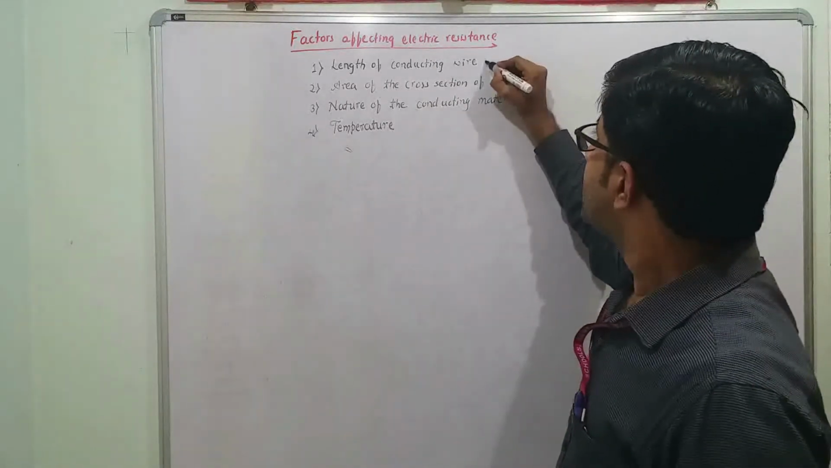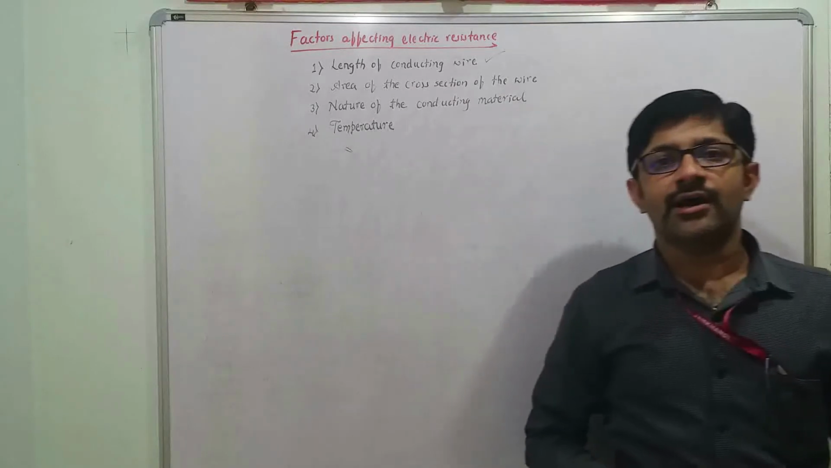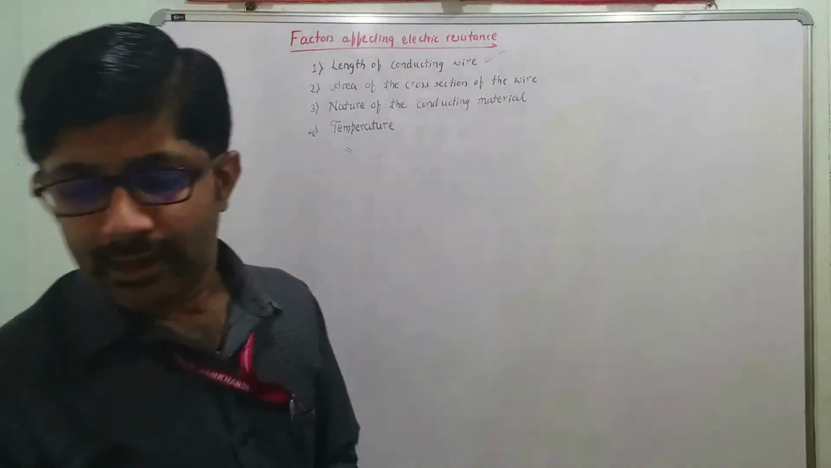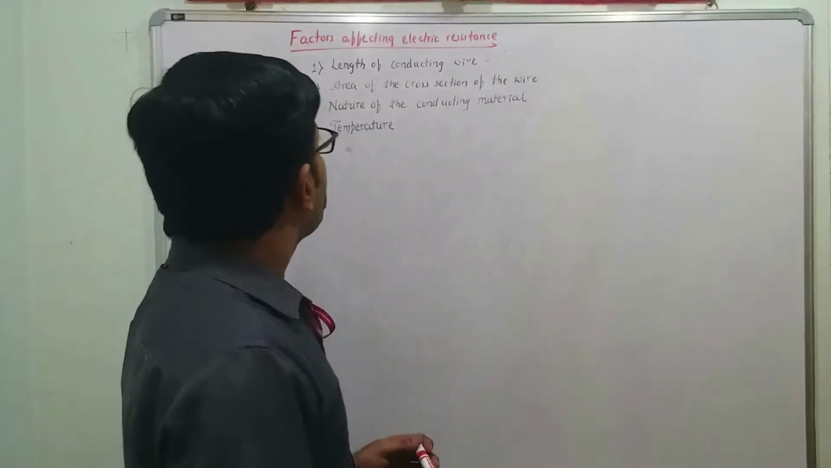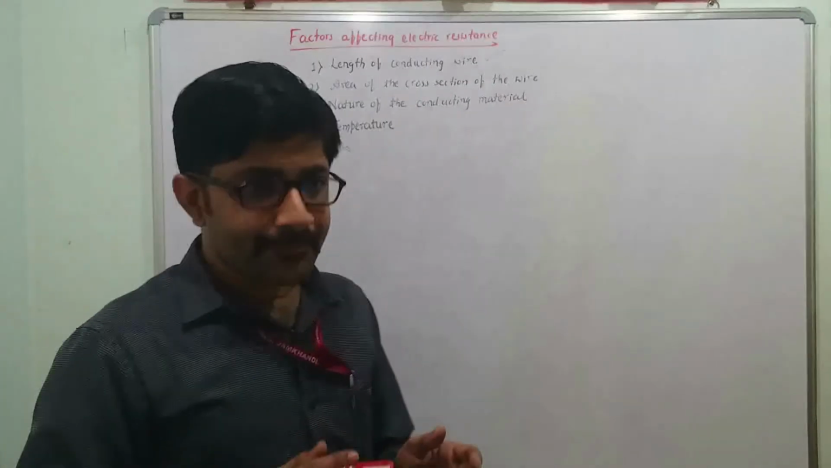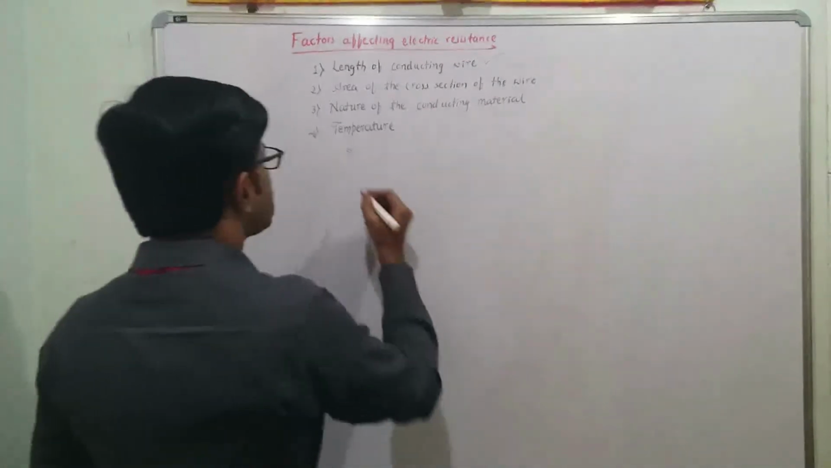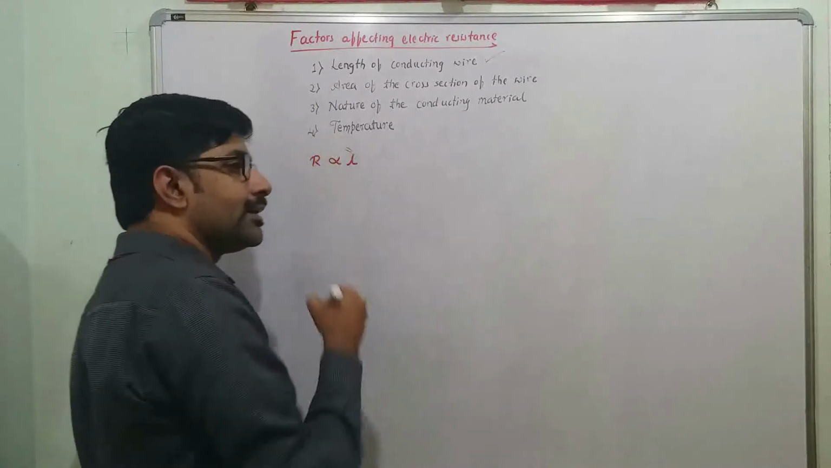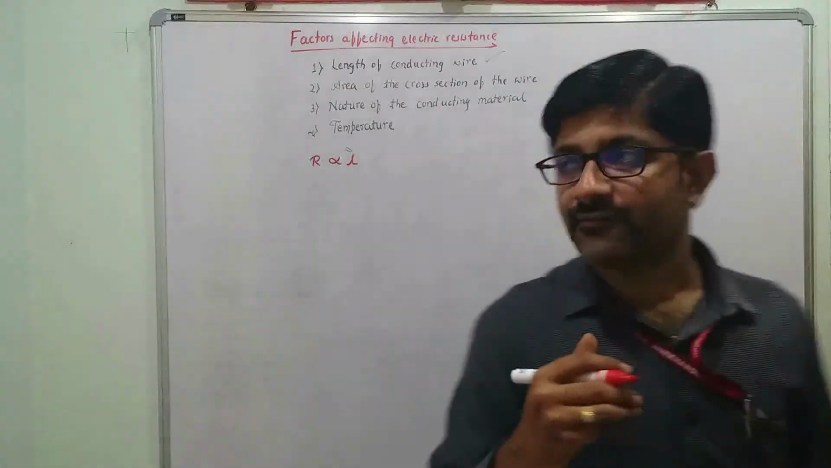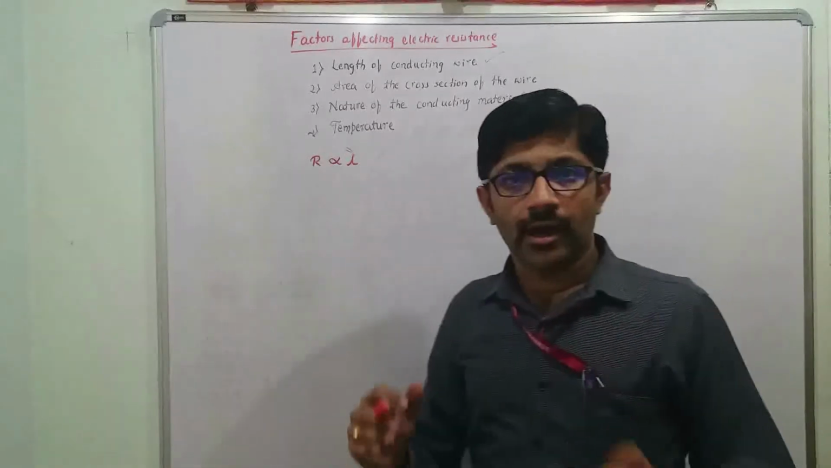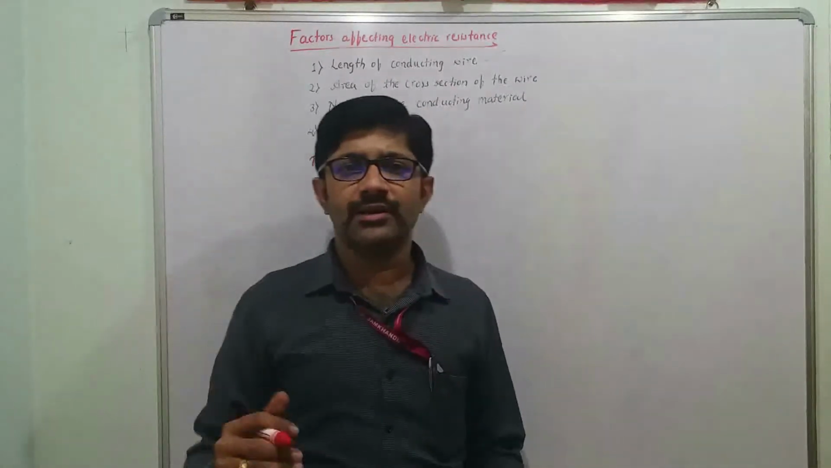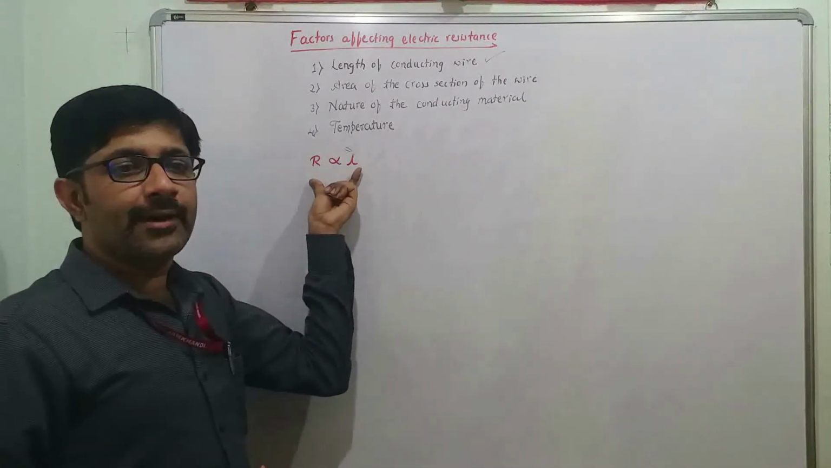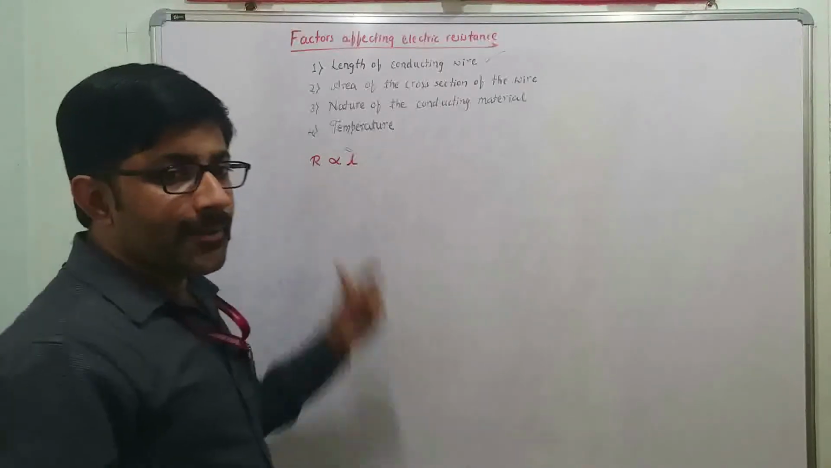So first one will be the length of the wire. How does length affect the electric resistance? It has been found experimentally that electric resistance is affected by the length directly. Directly means length of the conductor L is directly proportional to R, the resistance of the wire. This is proven experimentally, many experiments were done. So we conclude from those experiments that R is directly proportional to length L.